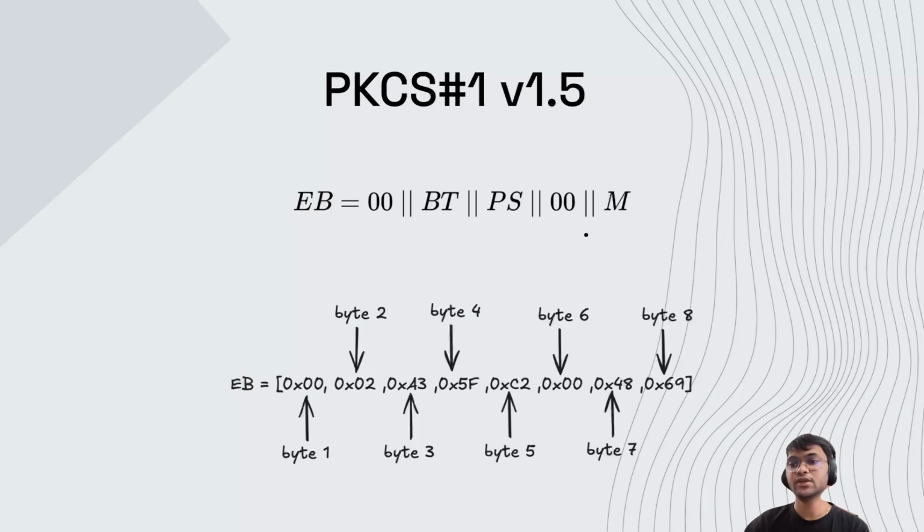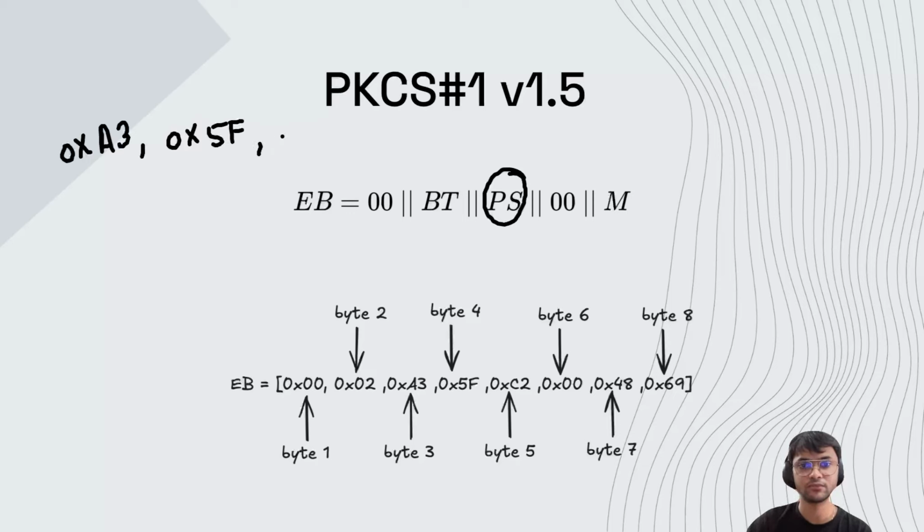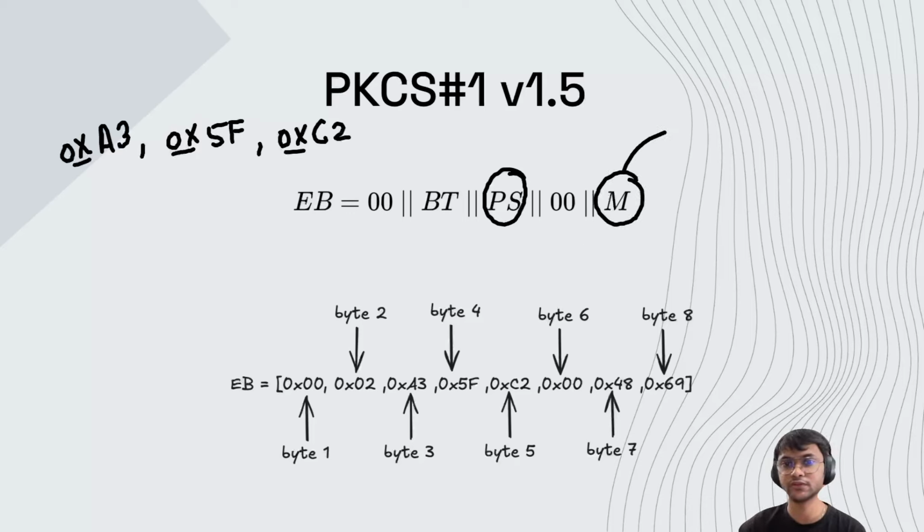Let's pick 3 arbitrary non-zero bytes for the padding string PS. Let's say the 3 bytes that we pick are in hex A3, 5F, and C2. Remember, these are in hex, the hexadecimal representation of it. And let's say the message that we want to encrypt is hi.